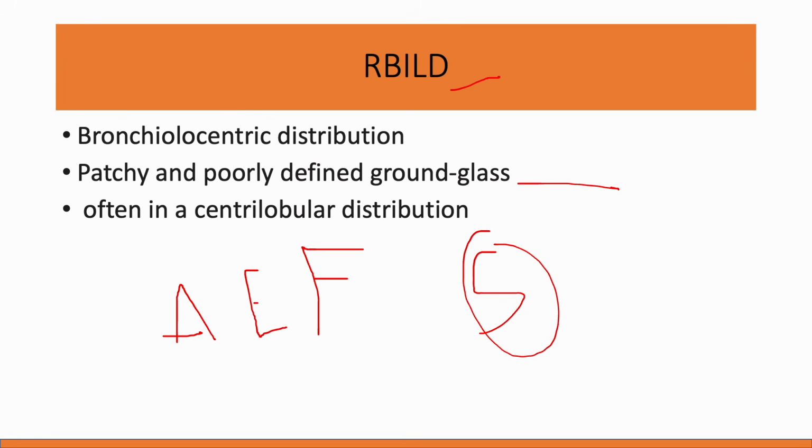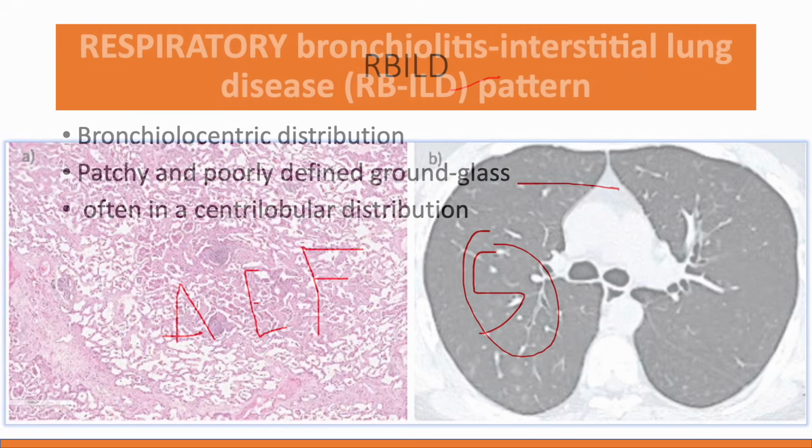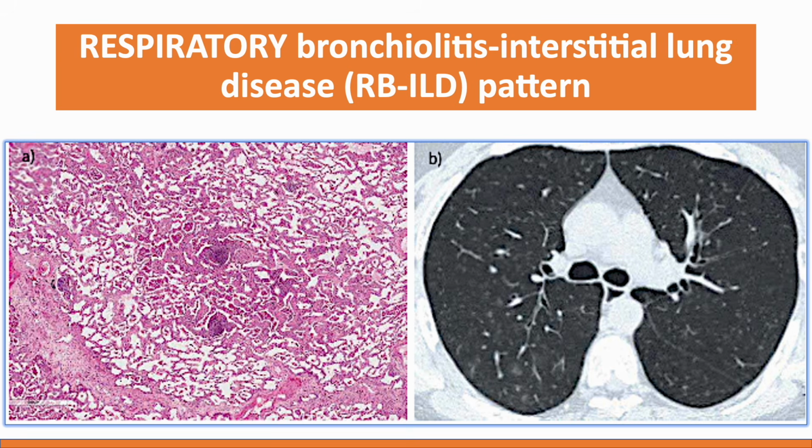descriptions of the same. So this is the RBILD pattern, and on CT scan we see scattered centrilobular ground glass nodules in upper lobes as well as lower lobes. So there are ground glass nodules which are scattered, but usually no fibrotic distortion visible. On lung biopsy, we see bronchiolocentric accumulation of macrophages, and alveolar macrophages filling the alveoli is usually a diagnostic feature in RBILD.